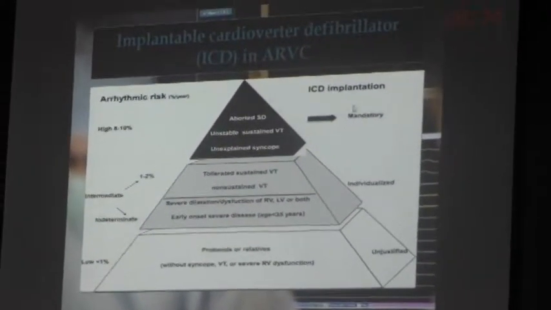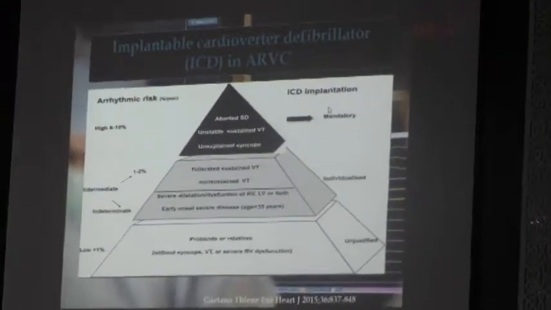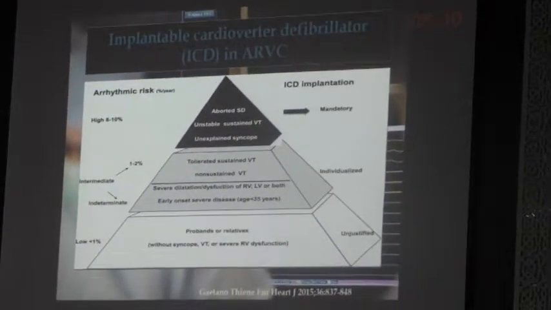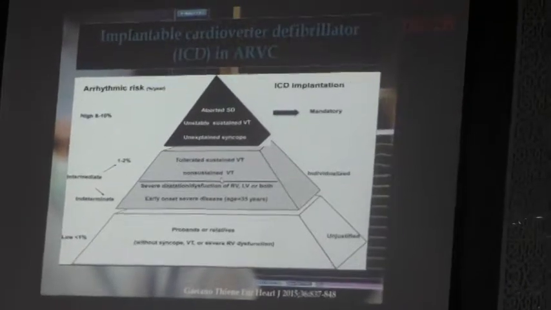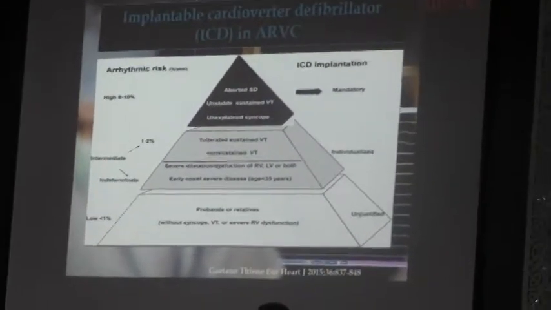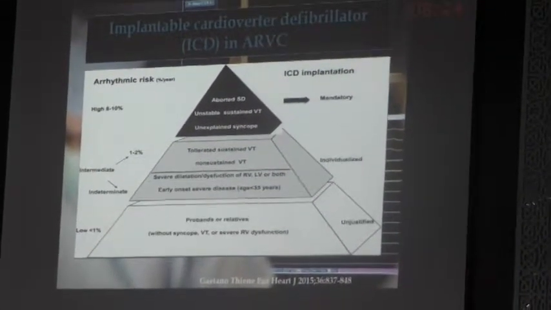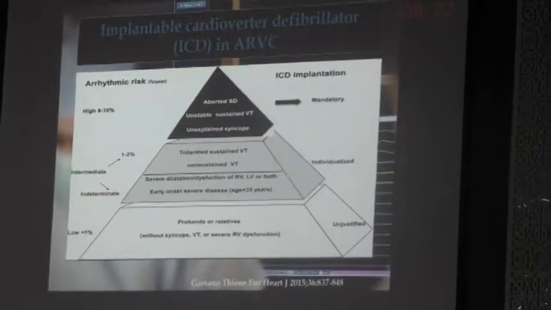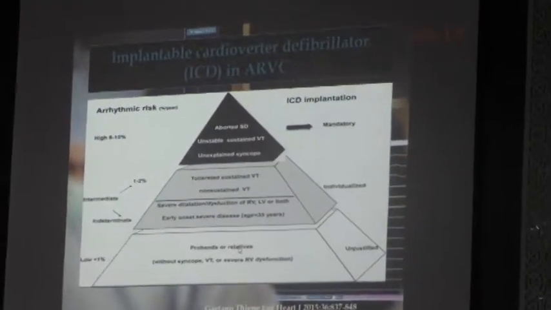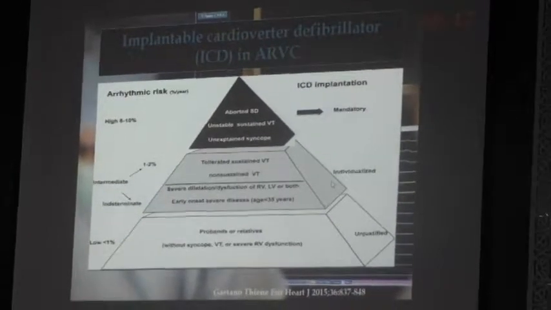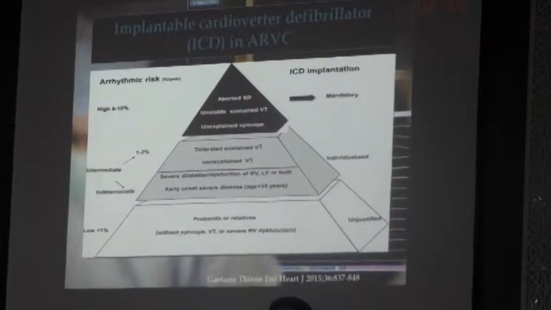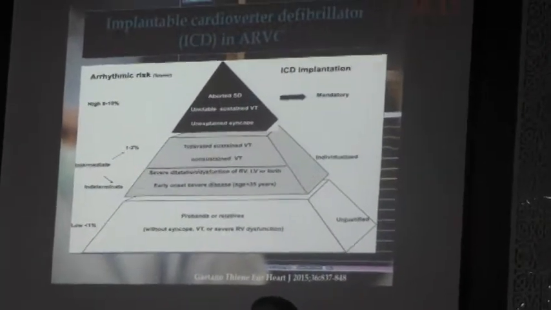So the high group, there's no question, you have to put an ICD. The intermediate group is those who have VT, but it's hemodynamically stable, and they have an early diagnosis. He has been diagnosed at an early age. So the decision will be individualized. So you look at the patient, you discuss with him, and you recommend ICD. And this is what we did.